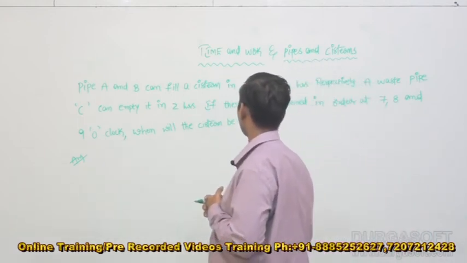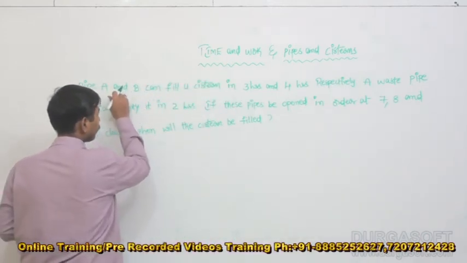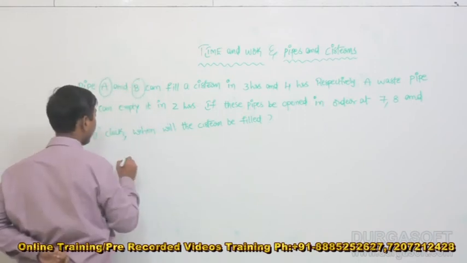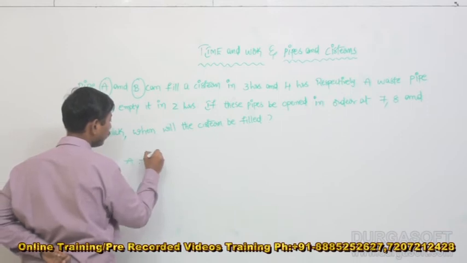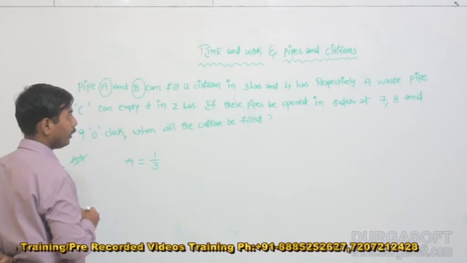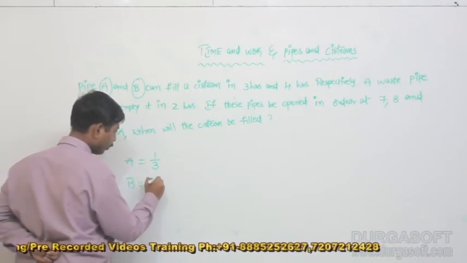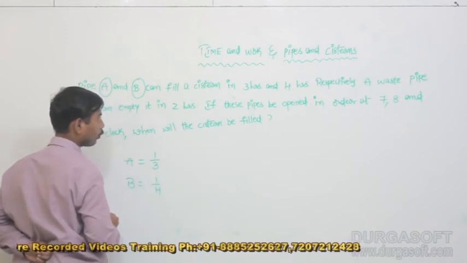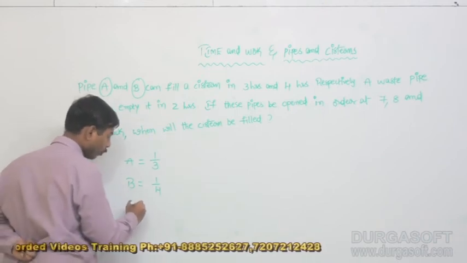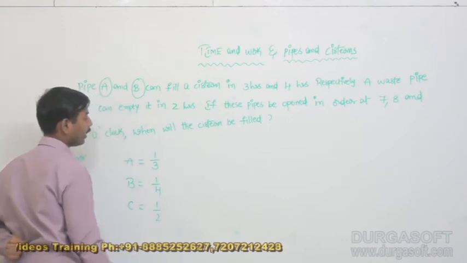Let us make a point here. Pipe A is a filling pipe or a leakage pipe? Filling pipe. A needs how many hours? 3 hours, which means in 1 hour, 1/3 of the tank is possible for A. B needs how many hours? 4 hours, which means in 1 hour, 1/4 of the tank is possible. Next, C. C can empty the tank in how many hours? 2 hours. In 1 hour, half of the tank is possible.